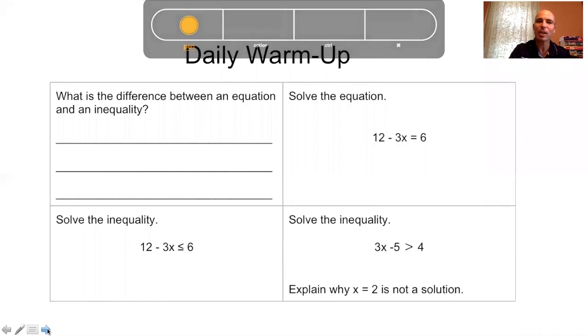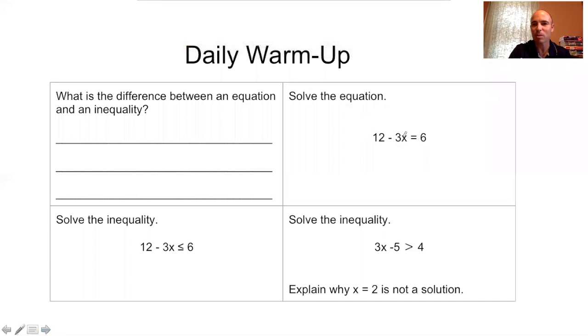Then a couple of equations that you guys had no problem solving in class, right? The goal here is getting that x all by itself. So you subtract the 12 from both sides, and we get negative 3x equals 6 minus 12, which ends up being negative 6. The final step, divide by negative 3 to get that x all by itself. And there we have x equals 2.